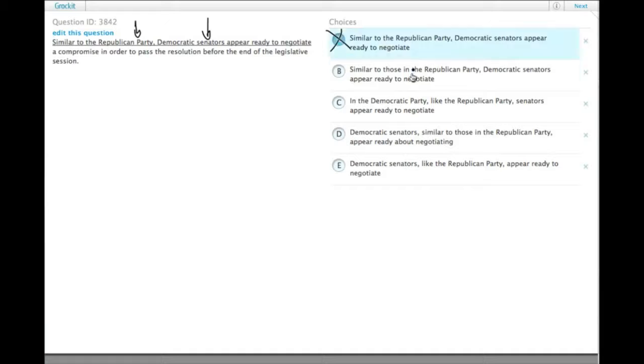So choice B is comparing senators to those in the Republican Party. That's okay. Choice C has in the Democratic Party, like the Republican Party. Probably we would have wanted this for parallelism to be as in the Republican Party. So this one's not parallel. D does have senators compared to those in the Republican Party, so this one's okay. We have B and D. And then E, we have Democratic senators like the Republican Party, comparing senators to the party, which we can't have.